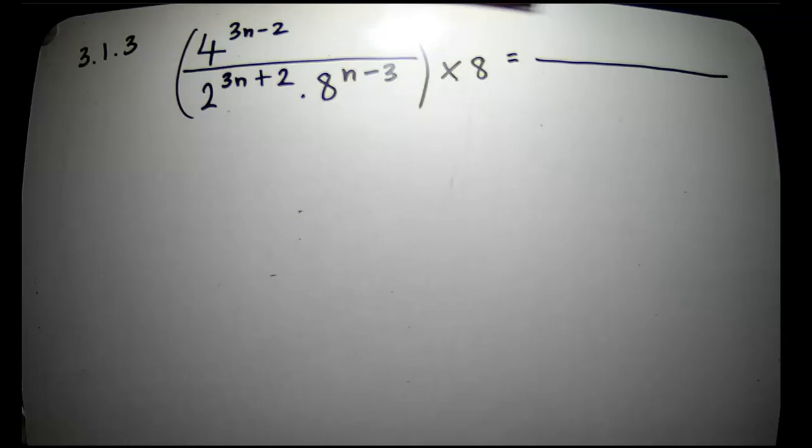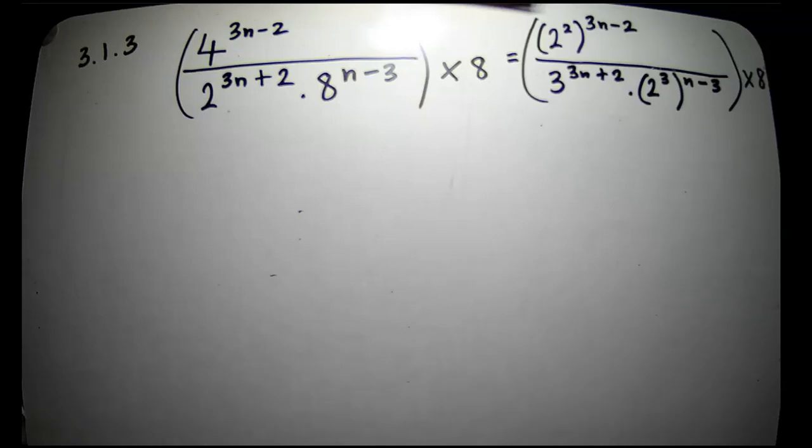So all you have to do is break everything down to prime numbers. If you look here, we have 4. 4 can be broken down to 2 squared. 8 can be broken down to 2 to the power 3. So what we have to do is break down to prime numbers. This is an easy one because all these prime numbers are going to be 2. So 4 will become 2 squared and 8 will be 2 to the power 3.